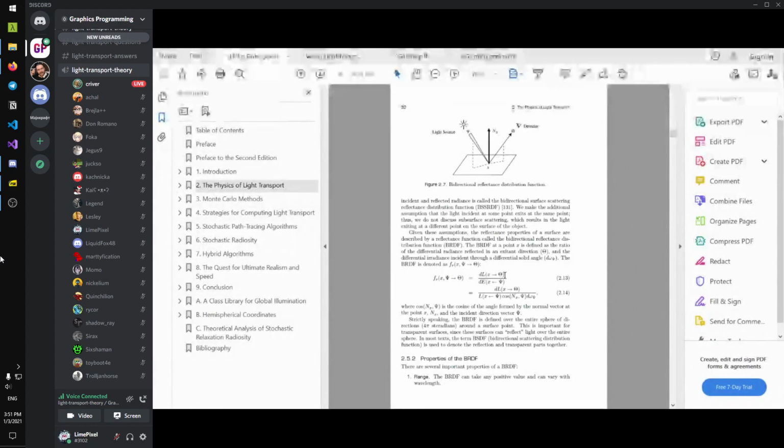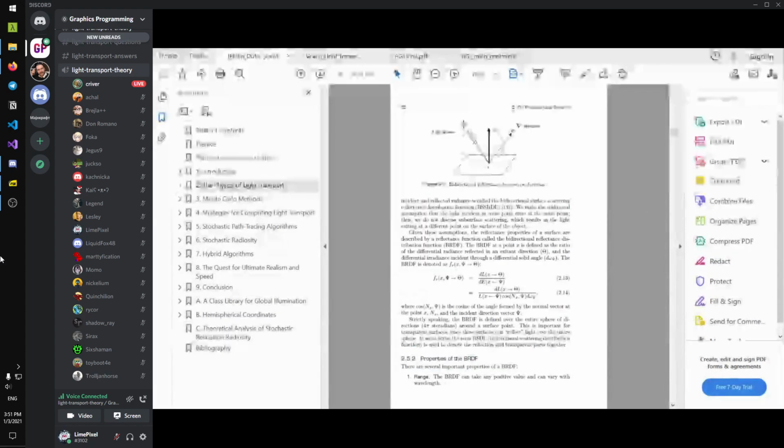Yeah, so in their case, again, they use theta for outgoing, psi for incident. It depends on what resources you're reading, whether you see omega or omega I or both of those.